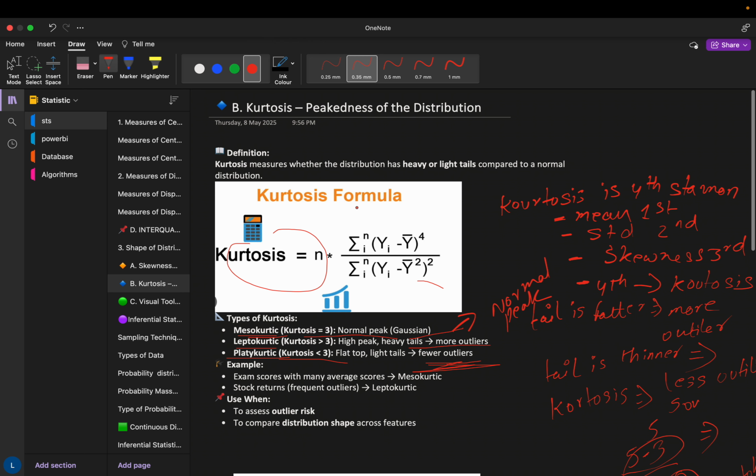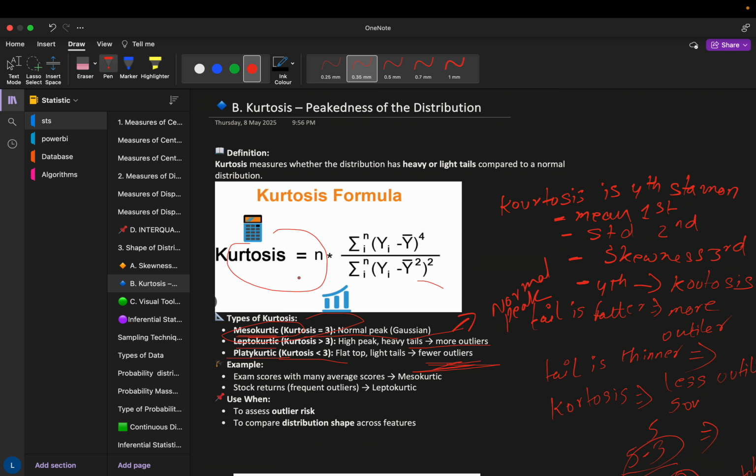All right, I hope you all understand kurtosis. In summary, you can simply say that kurtosis is all about the measurement of tailness, how heavy or flat the tail is. You just need to understand this much. Whenever the tail is flatter, it is more risky and there is a chance of more outliers. But when the tail is thinner, it represents less risk and the possibility of fewer outliers. All right, and mesokurtic normally represents the normal distribution.